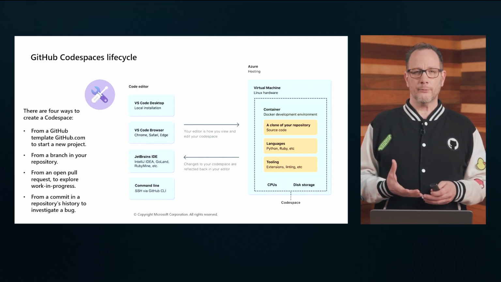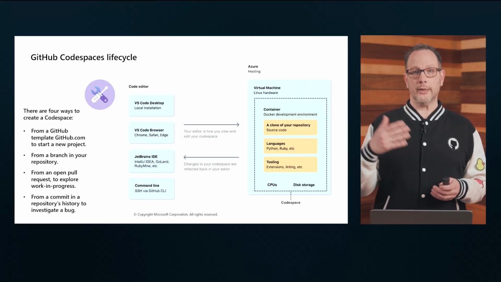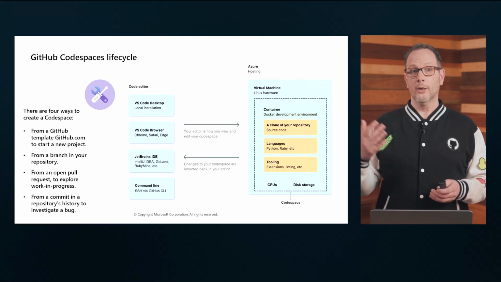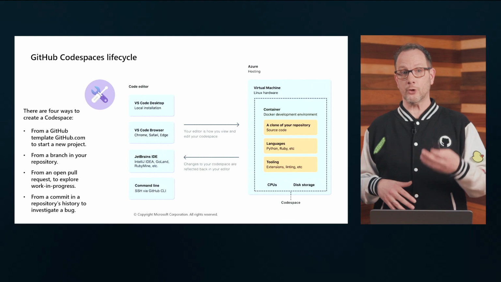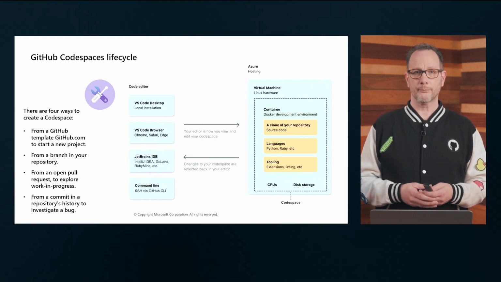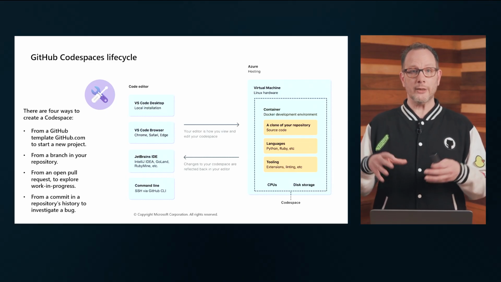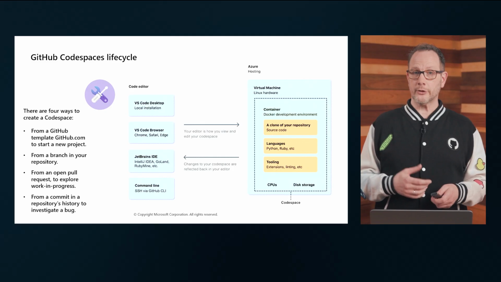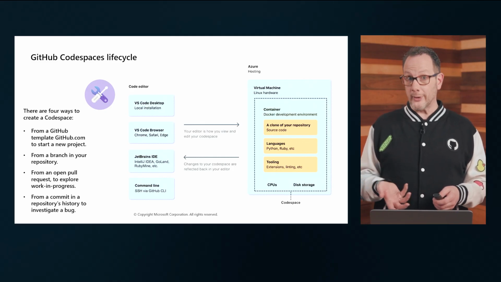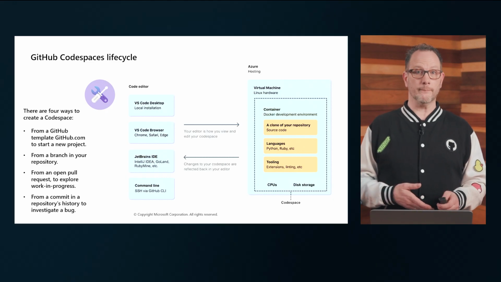So for example, you can create a codespace directly from a template when kicking off a new idea, or from a specific branch if you want to focus on a particular feature or working on a bug fix. You can also open a codespace straight from a pull request, which is incredibly useful for reviewing changes in an environment that mirrors production.